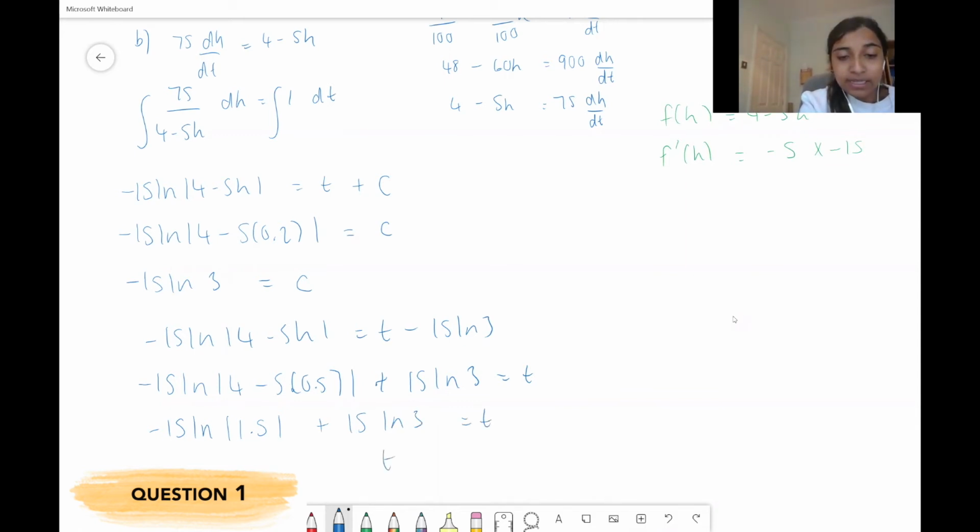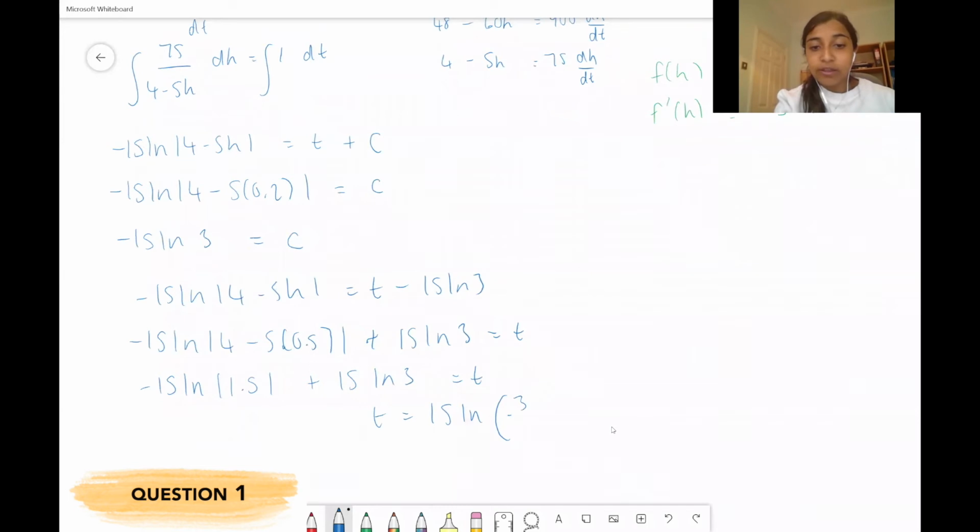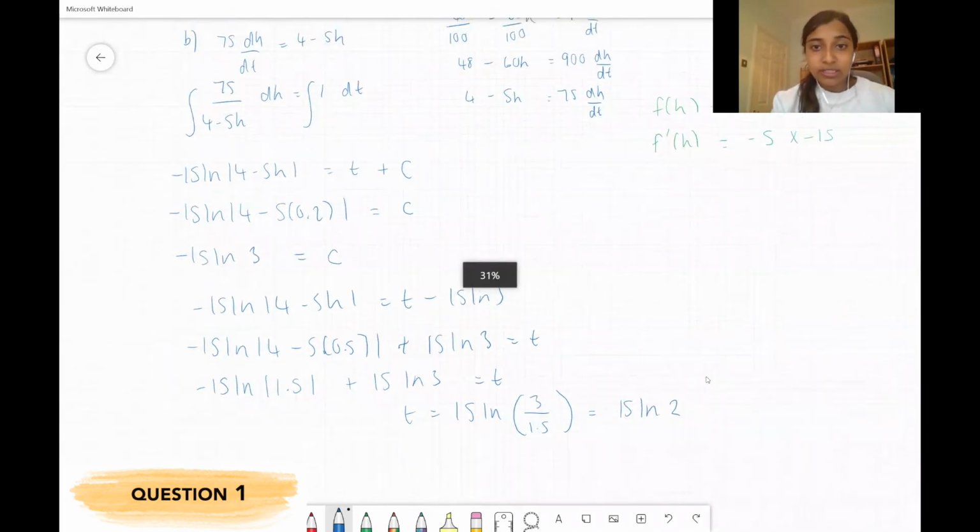So that means t is just equal to 15 ln, remember if we have 15 ln 3 minus 15 ln 1.5, so that's just 3 over 1.5. So then our t is just equal to 15 ln 2. And that's your answer to this question.